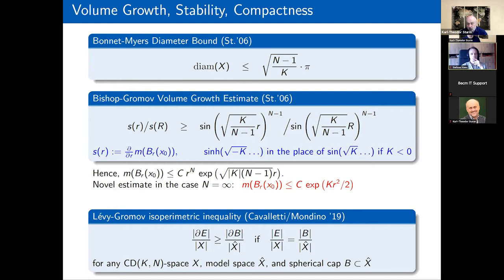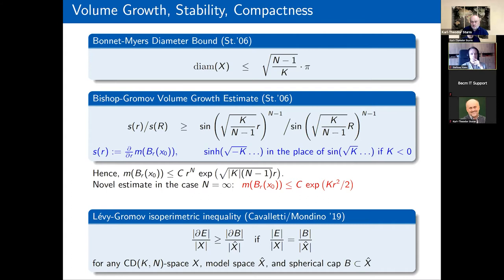This was the famous Lévy-Gromov isoperimetric inequality. And only recently, Cavalletti-Mondino succeeded to prove the Lévy-Gromov inequality, which says that whenever you have a subset E of a CD(K,N) space and you choose a cap in a model space such that the relative volume of the set E and the cap is the same, then the volume of the boundary of E is larger than the volume of the boundary of the cap. So this took quite a long time. There had been more than 10 years in between, and many other inequalities could be proven much easier.